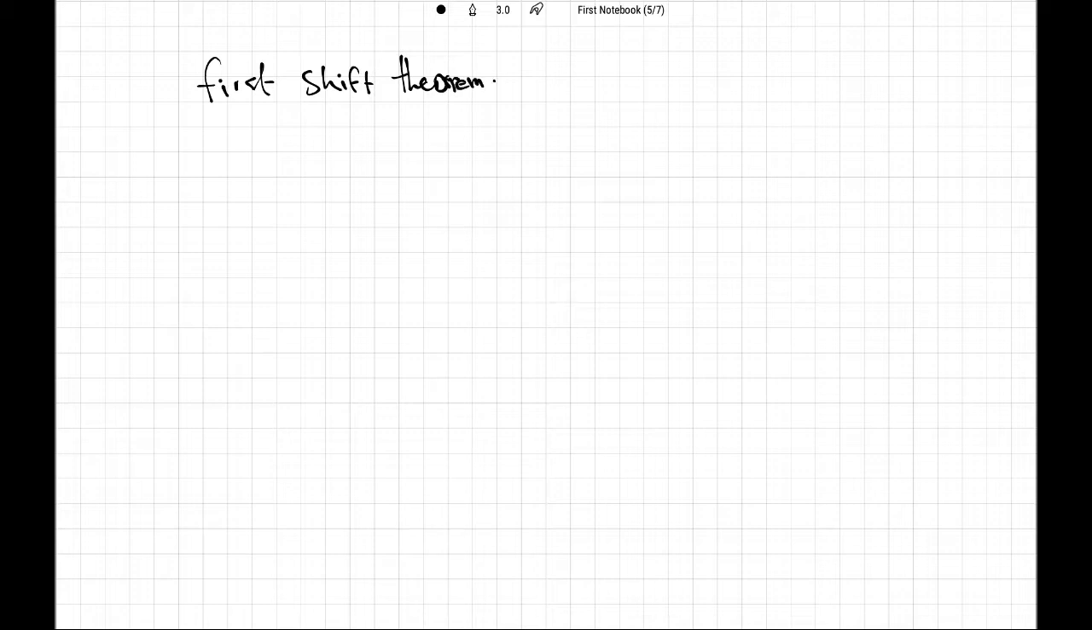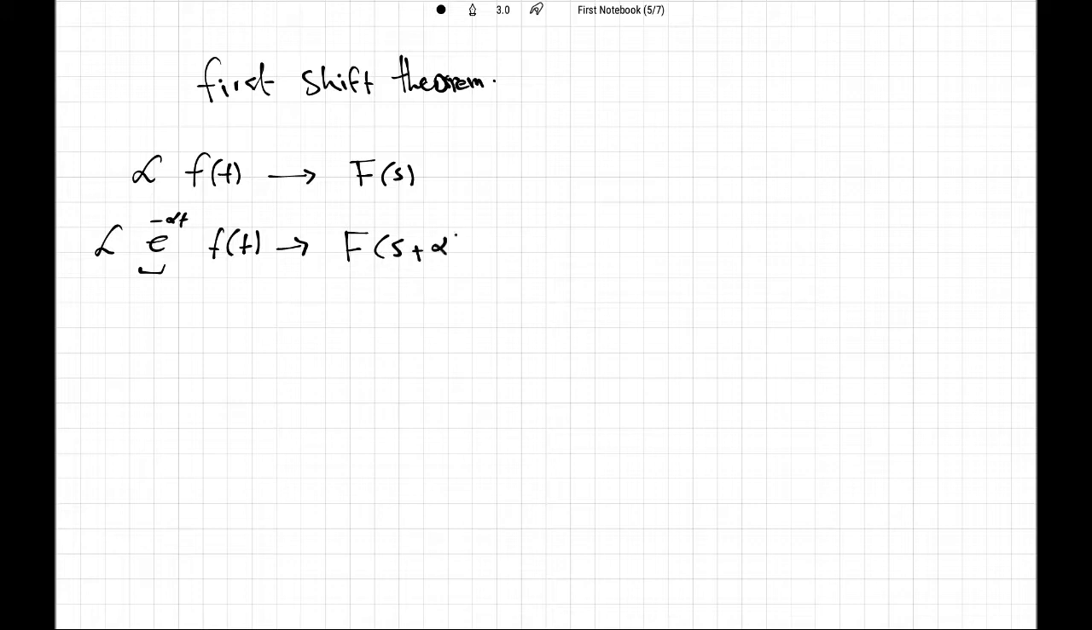So our topic today is the first shift theorem, and it basically says that if you have the Laplace of a given function of t, then this is the transformation F(s). Now what if you multiply the function by the factor e^(-alpha t)? You will get F(s + alpha), and alpha is the coefficient of the independent variable of this exponential.